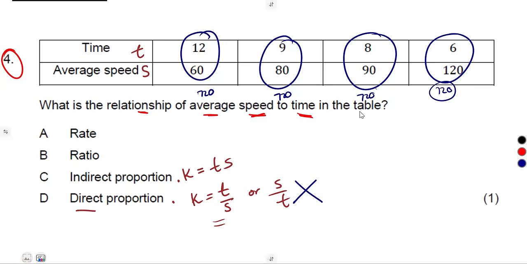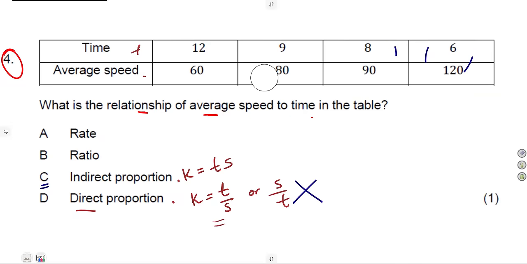So for the product of the two, we are obtaining the same thing. That's our constant throughout. 720, 720 throughout. So that's an indirect proportion, what we are given there. It is a condition where we could also have considered what is happening in terms of the two, the time and the speed.